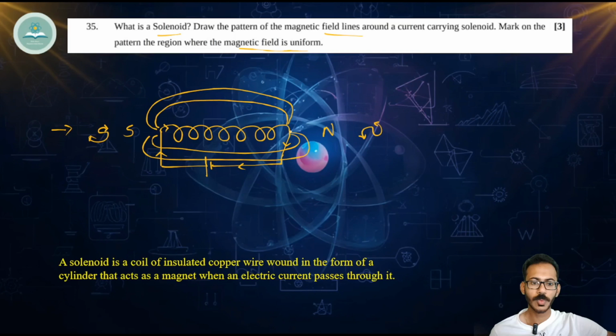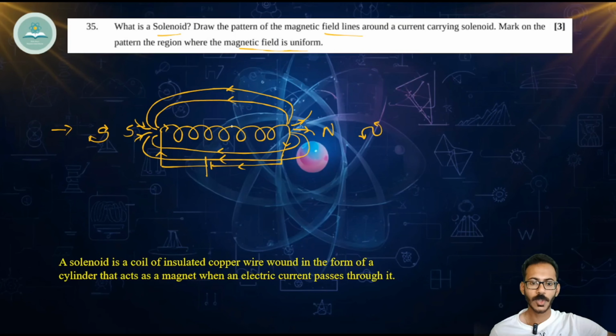Again, field lines are going out from here, north to south. So here also it's coming like this. So we'll mark the direction also. Direction is from north to south. So this will be the direction, north to south. It's coming to south, it's going out of north. So north to south. Okay. So this is how it is.